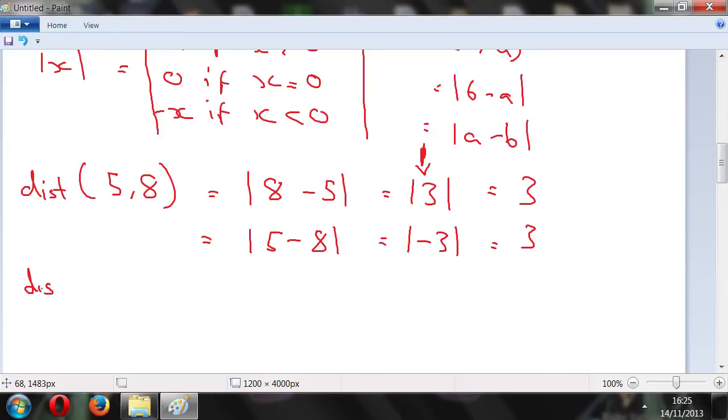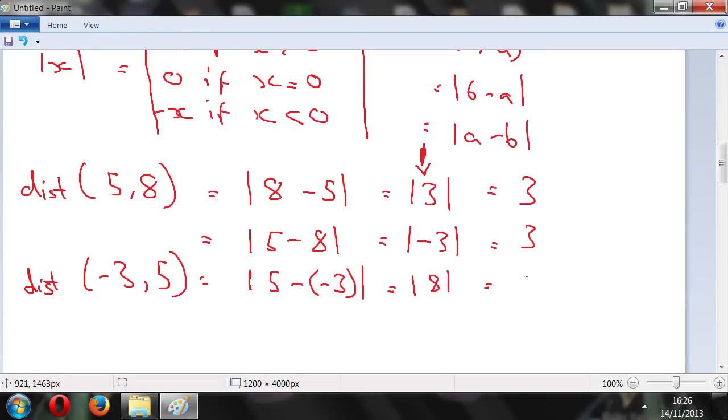And let's just do a negative one. Let's do -3, 5. Again, we'll do B minus A. So we're going to do the absolute value of 5 minus -3. So it's going to be 5 plus 3, which is the absolute value of 8, which is going to be 8. And here we're going to do the absolute value of A minus B, so it's going to be the absolute value of -3 minus 5. It's going to be the absolute value of -8, which again is 8.